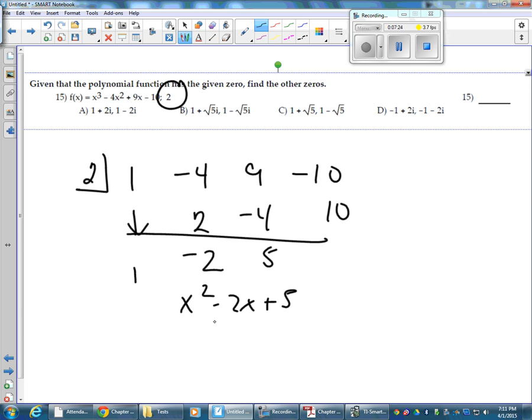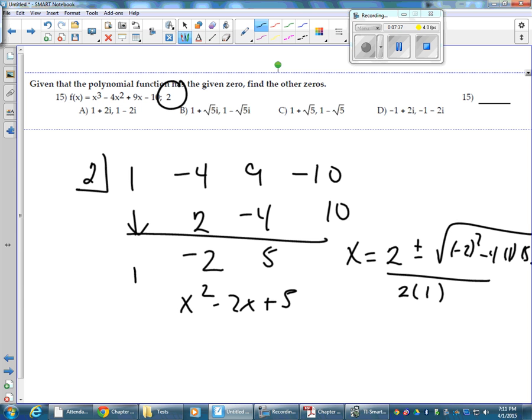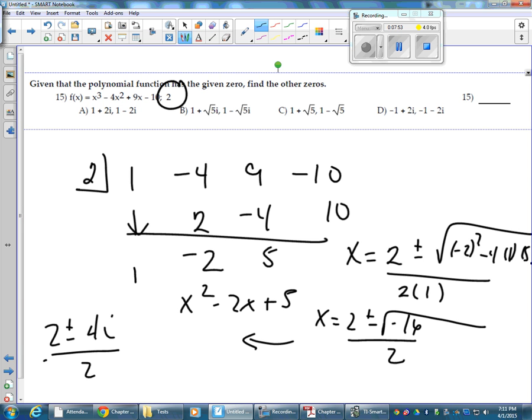So to find my other two zeros, I'm going to do the quadratic formula. x is equal to negative b plus or minus the square root of b squared minus 4ac, over 2a. So I get 2 plus or minus the square root of, what would this be, 4 minus 20, negative 16, over 2. The square root of negative 16 is 4i. So if I divide everything by 2, I get 1 plus or minus 2i. So my answer is going to be A, 1 plus 2i and 1 minus 2i.